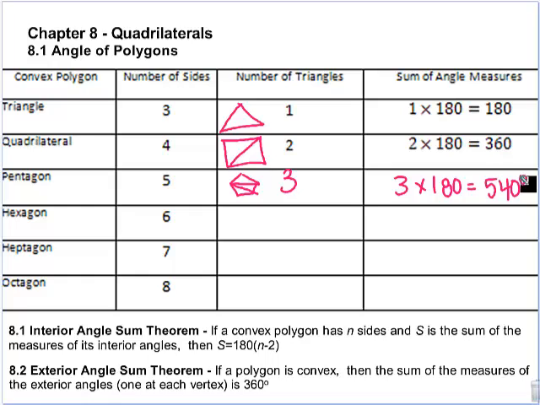Okay. A hexagon, which has 6 sides. Oh, I started drawing a pentagon. Try again. Well, first off, here's a hexagon. I could split it in half right away, right? So I could go in half. And now I have 2 quadrilaterals. So each quadrilateral we could then split. So there are 4. Okay, so to find the sum of the measures, what would we do? 4 times 180.